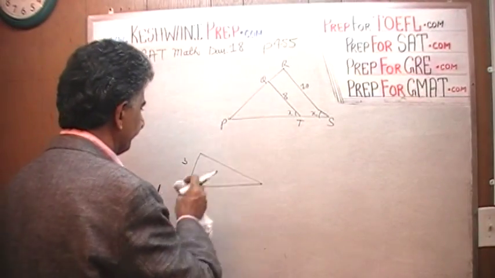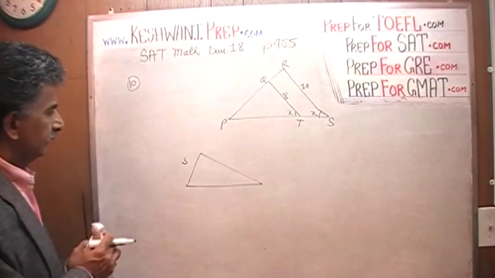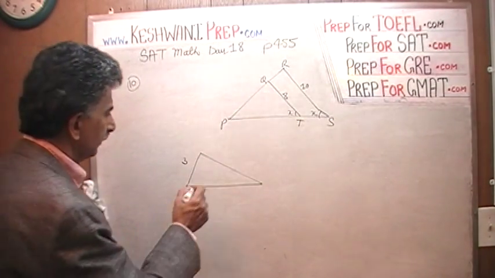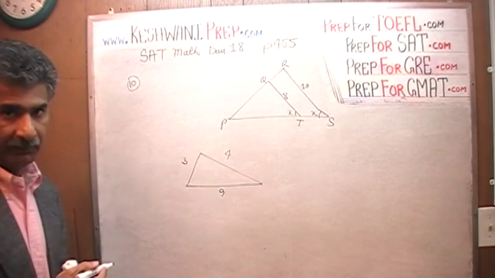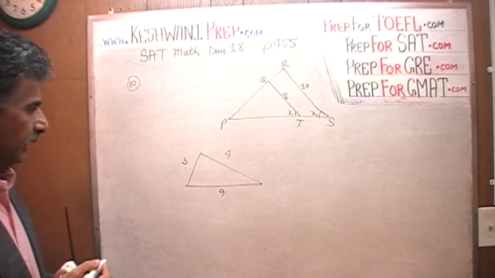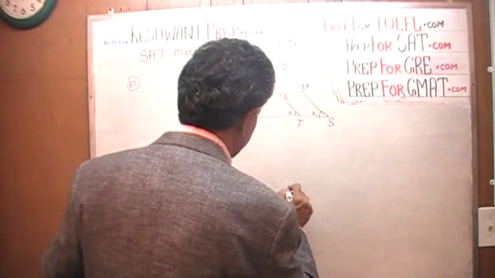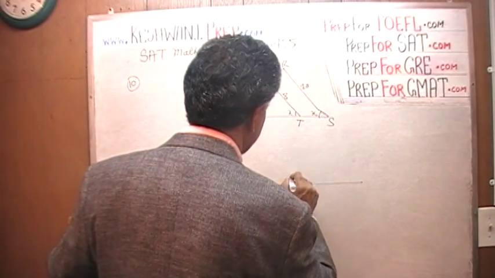Well, how can we explain? 3, 4 and a 9, let's say. I'm making it up, you understand? 3, 4 and a 9. And if I draw another triangle here, which looks something like this.